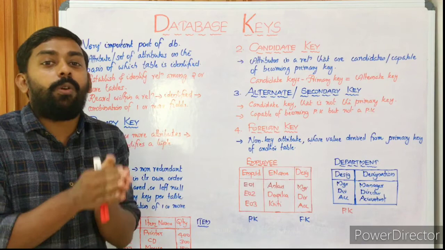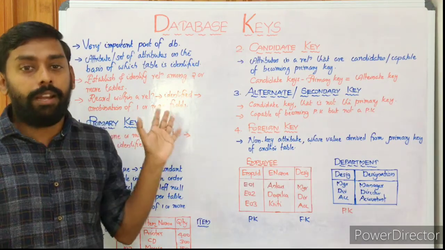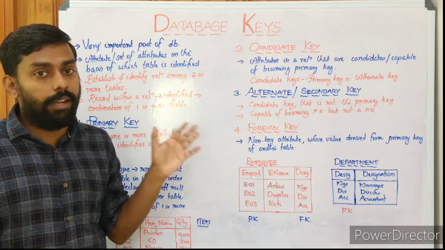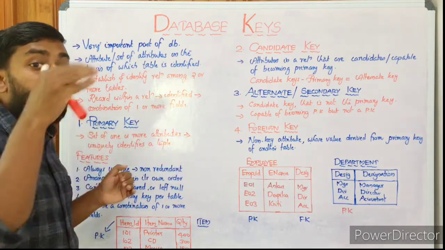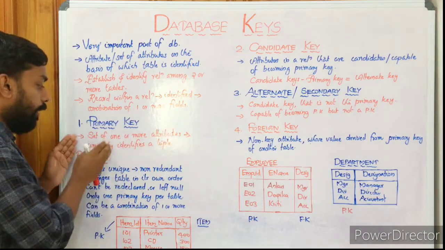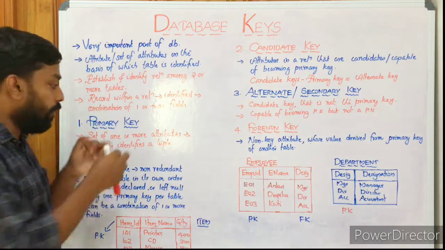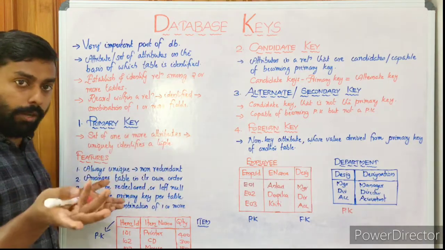A primary key is an attribute or set of attributes that uniquely identifies tuples in a relation, or rows in a relation. I've already told you why we identify tuples, because data is stored in the form of tuples, or rows, or records. So it's a set of one or more attributes that uniquely identifies tuples in a relation. Attribute means column, and tuple means row or record.